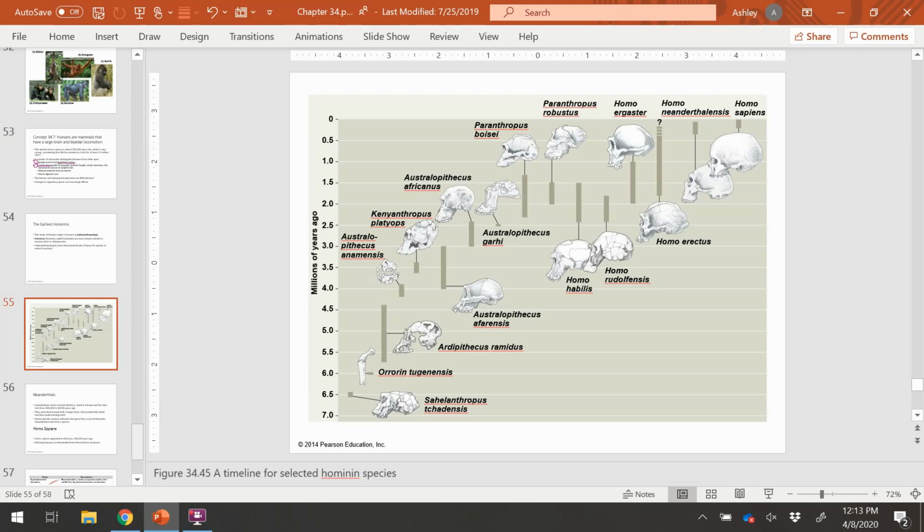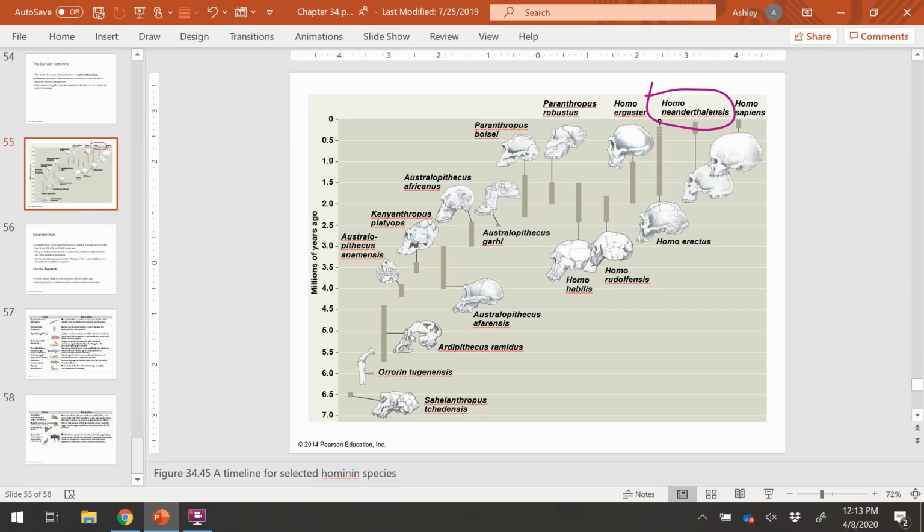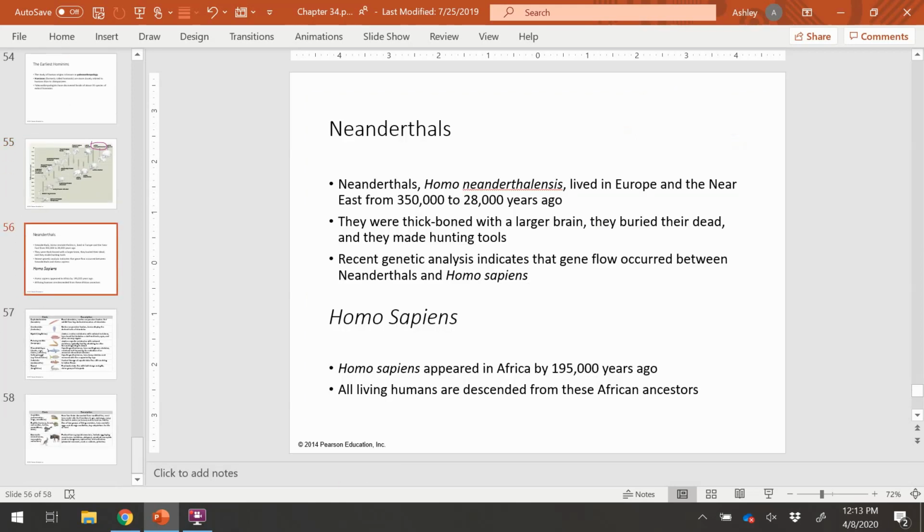And so the one you might be familiar with is the one that's here, the Neanderthals. They are now extinct, but they lived in Europe in the East about 350,000 to 28,000 years ago. They're known for having a very large skeleton, much larger than humans, and a larger brain as well. And so they hunted large animals in that region. They buried their dead, from what we can tell.